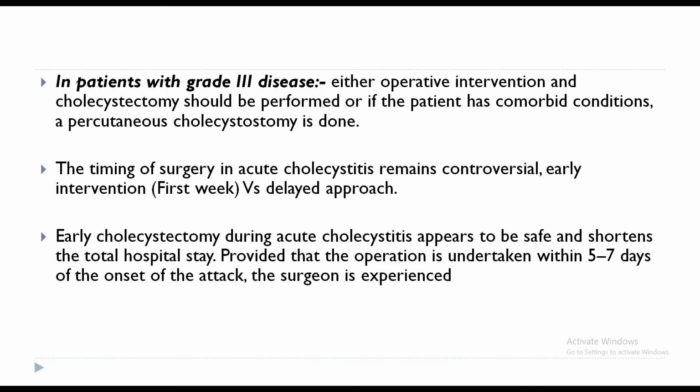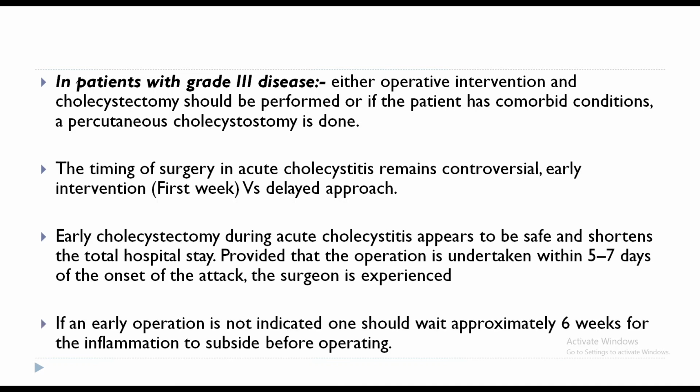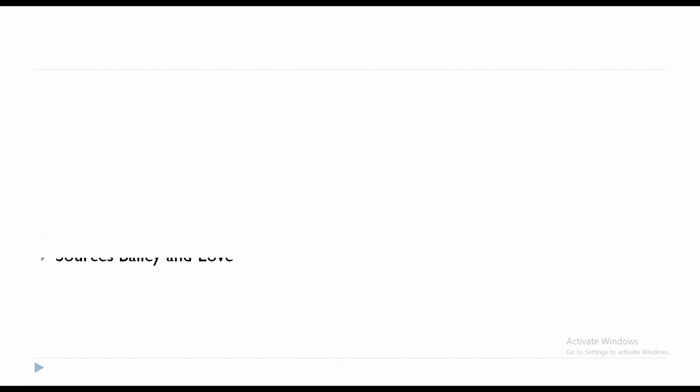Early cholecystectomy during acute cholecystitis appears to be a safe option and shortens the hospital stay, provided the operation is performed within 5 to 7 days. If early operation is not indicated, one should wait approximately 6 weeks for the inflammation to subside before operating.